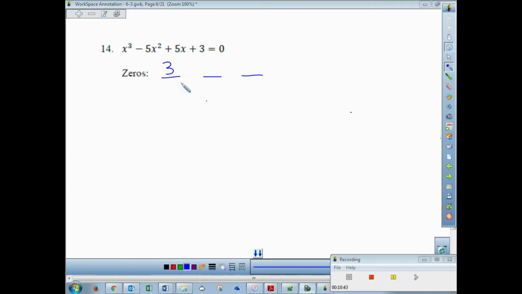So how do I find the others? I do synthetic division to find them. And this is the case where you actually synthetically divide by this number because you're dividing by the zeros. That's what we did before. We divided by what number made them 0. 3 is a 0 to this, so let's synthetically divide this polynomial by 3.